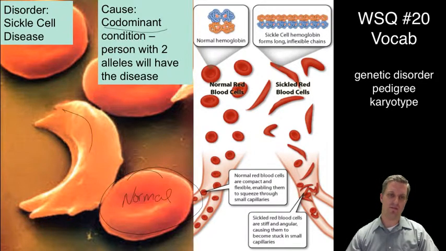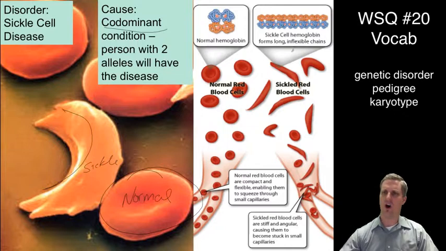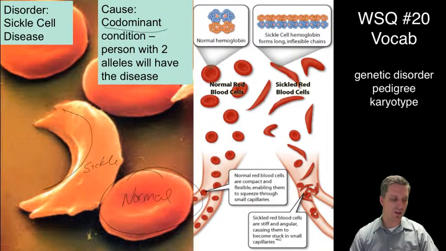In sickle cell, you get this kind of shape, so this would be sickle cell. In sickle cell, the hemoglobin actually forms these long chains that are not flexible. And so what happens as these red blood cells, the sickle cells, get into the bloodstream is that they can get stuck in smaller capillaries. They can cause blood clots. They can cause pretty severe issues.